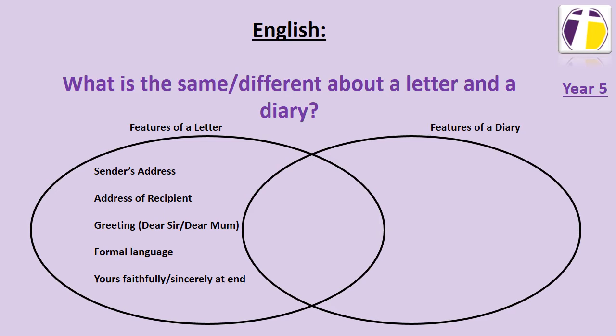Whenever you write a letter, you need to always make sure that you have the sender's address at the top. This is the address of yourself, so this will be the address of the new home that you are living in after you have been evacuated. You also then need to have the address of the recipient. The recipient will be the address of your parents living in London where you left them.